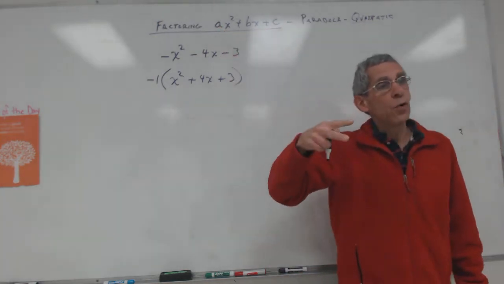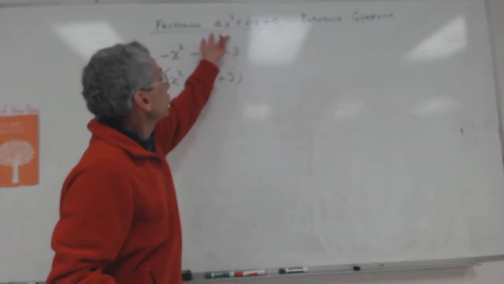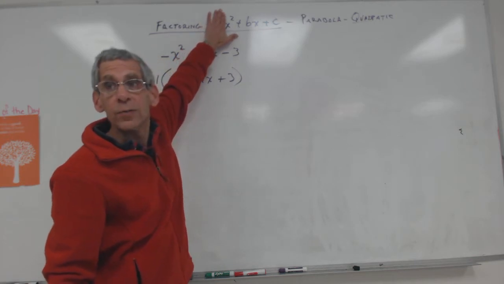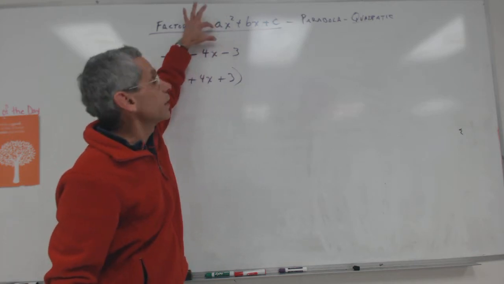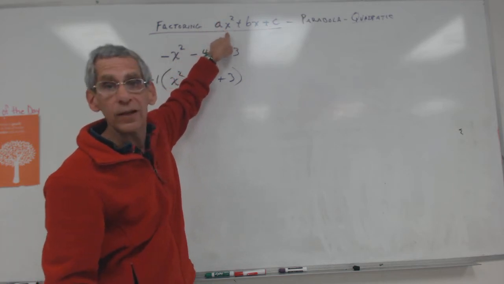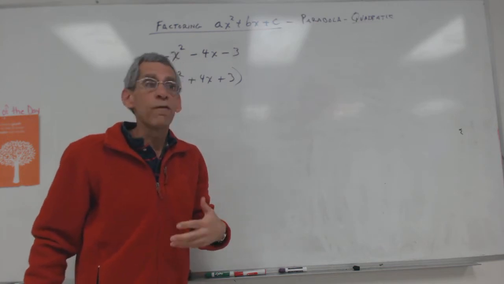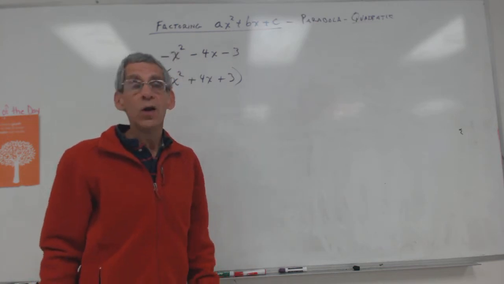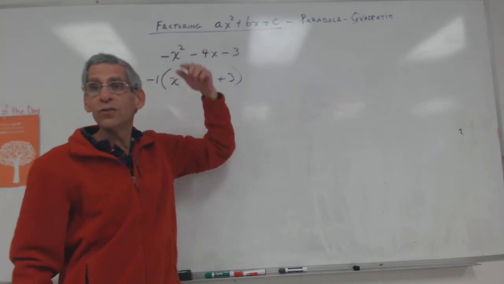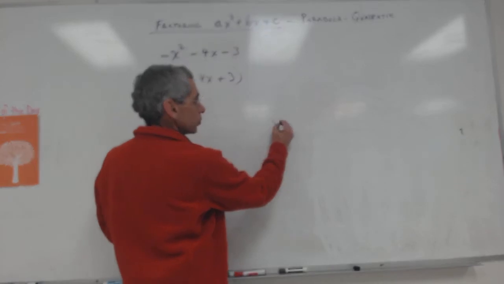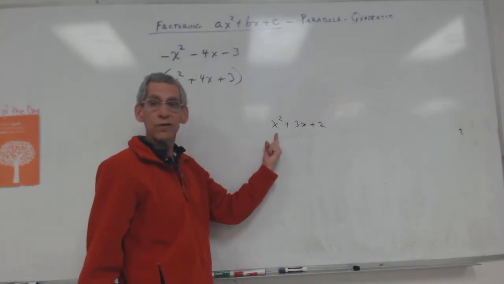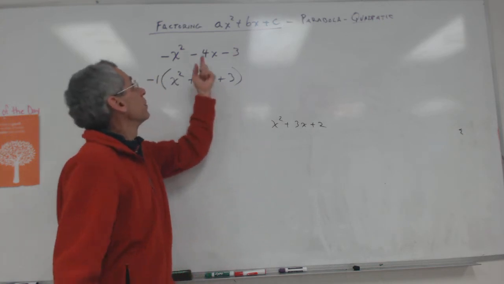Up to this point, what you guys have learned how to factor are x squared plus bx plus c. In other words, a is 1. I never gave you a number in front of the x squared. I never gave you 2x squared, or 4x squared, or negative 3x squared, or negative 1x squared. I only gave you cases where a was 1, meaning x squared plus 3x plus 2. The number in front of the x squared is 1, meaning a is 1.